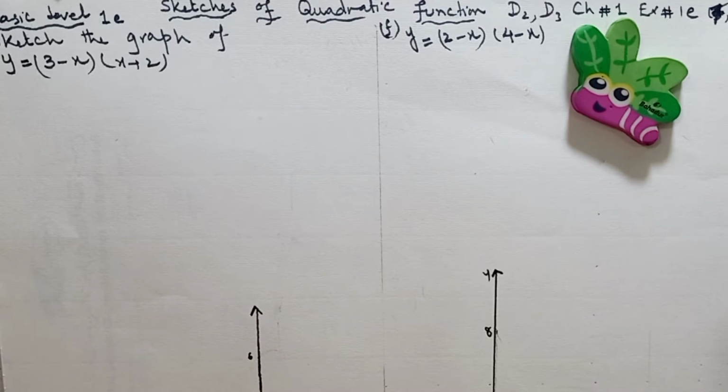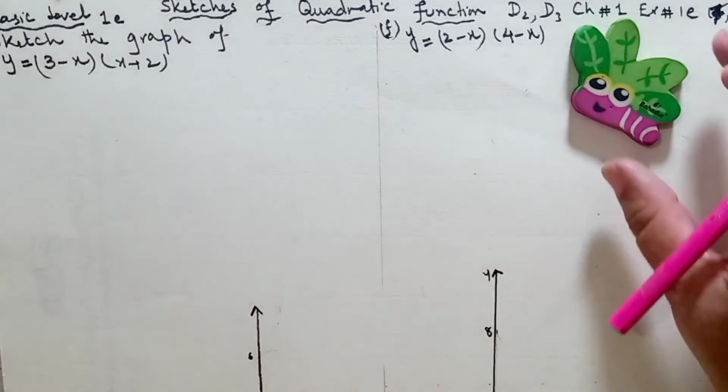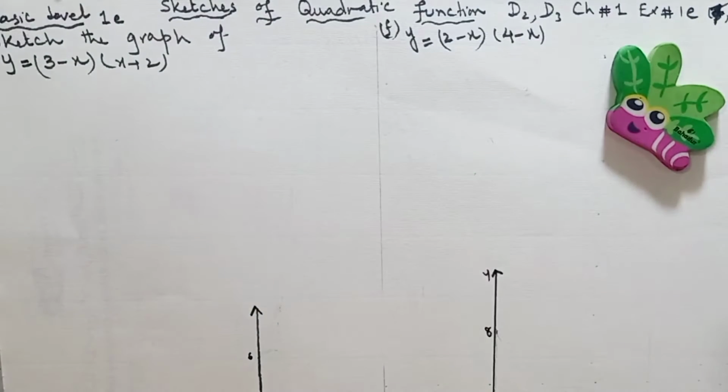This is my 7th lesson of D3 chapter number 1 exercise 1E, that is about sketches of quadratic graphs and functions. These lessons are equally important for D2 chapter number 5 exercise 5C students and D3 students and the students who have to appear in their O-level examination, because this is one of the important concepts of your O-level examination. So all these students can take help from these lessons.